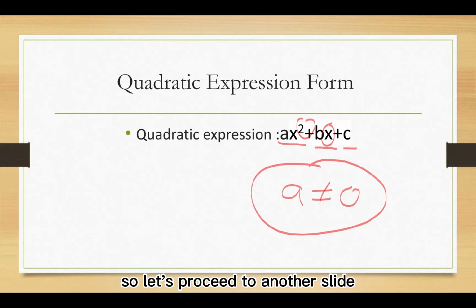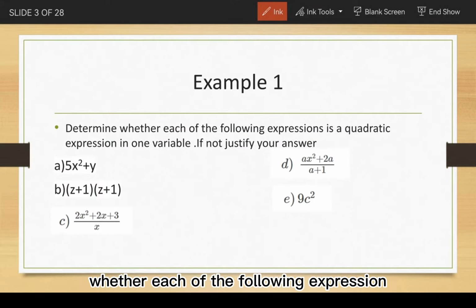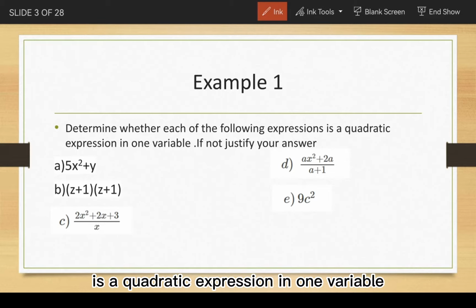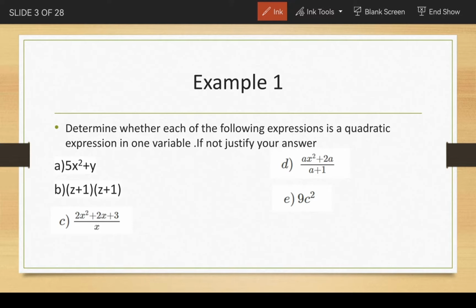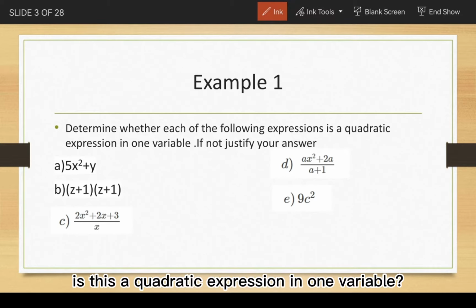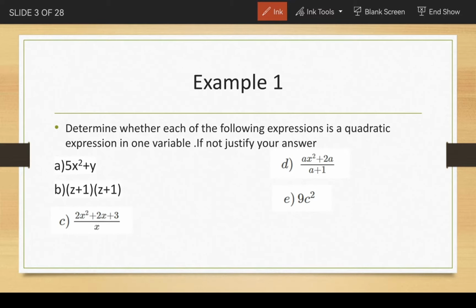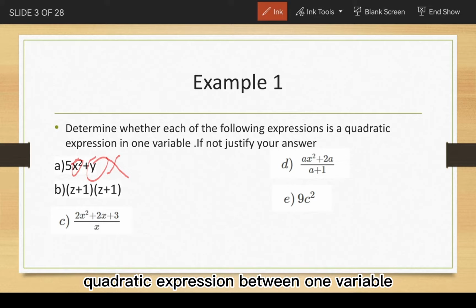So let's proceed to another slide. Example 1. Determine whether each of the following expressions is a quadratic expression in one variable. If not, justify your answer. For question 1, 5x squared plus y. Is this a quadratic expression in one variable? The answer is no. Why? Because it has two variables, variable x and variable y. So this is not a quadratic expression in one variable.